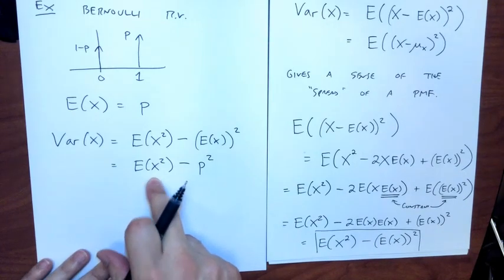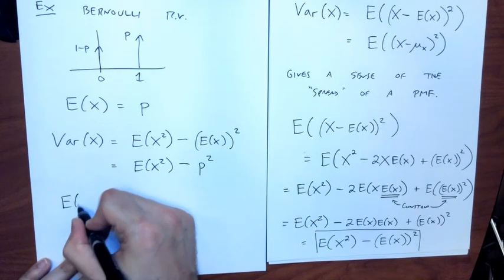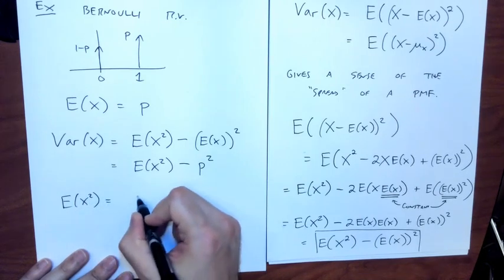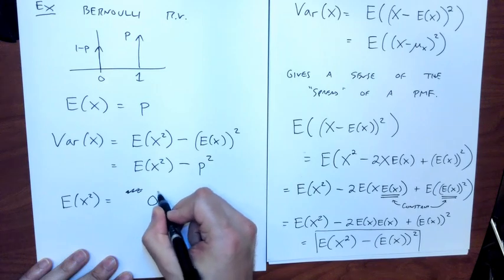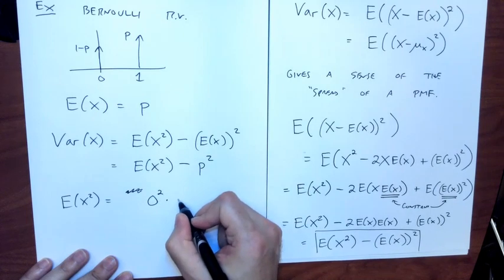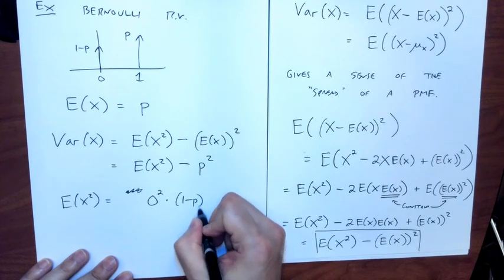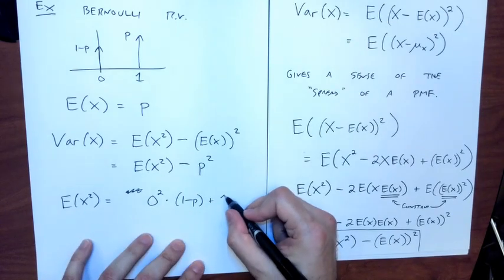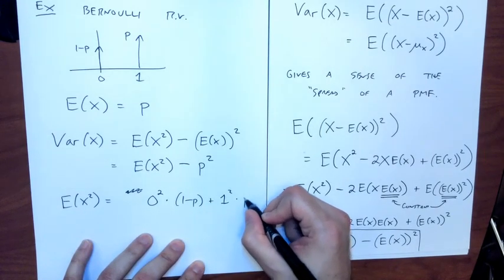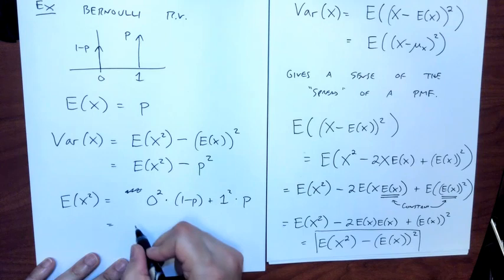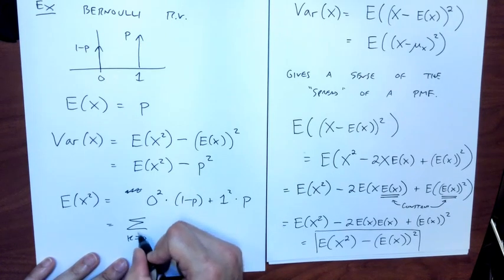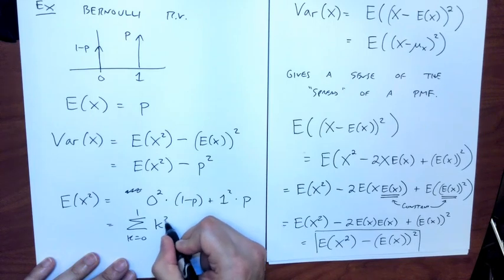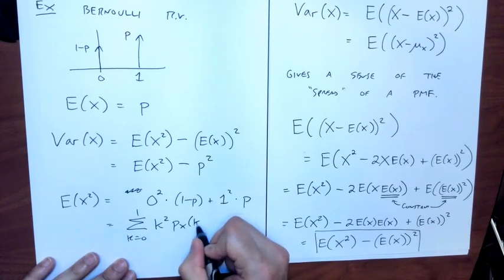But I don't know this, so I have to compute it, right? E of x squared. That's like saying I have 0 squared times the probability of getting 0 plus 1 squared times the probability of getting 1, right? Let me be a little more specific. That's like saying I have the sum from k equals 0 to 1 of k squared times the probability of getting k, right?